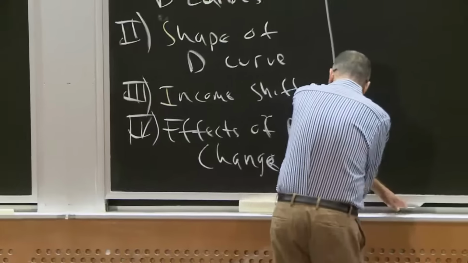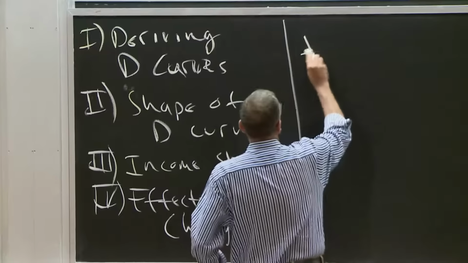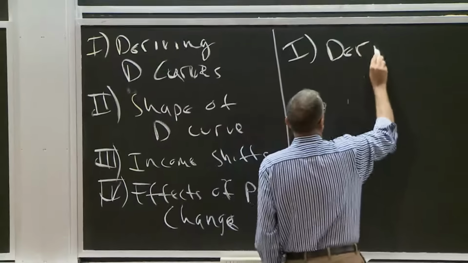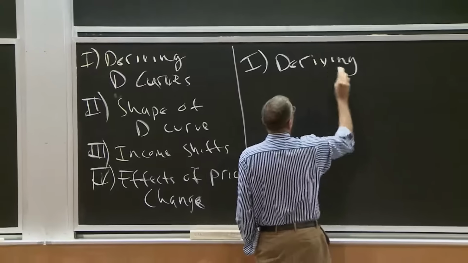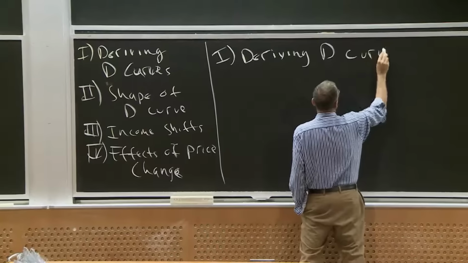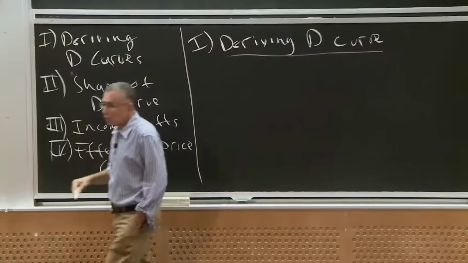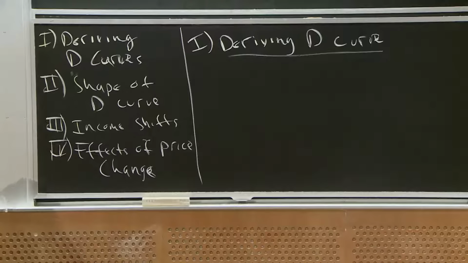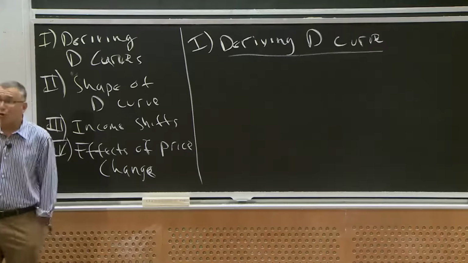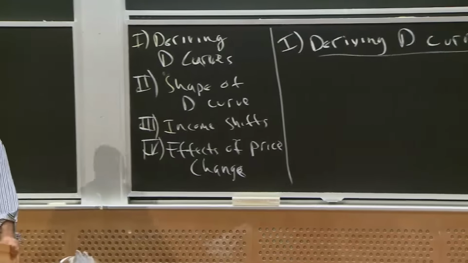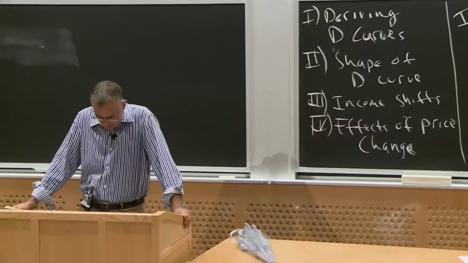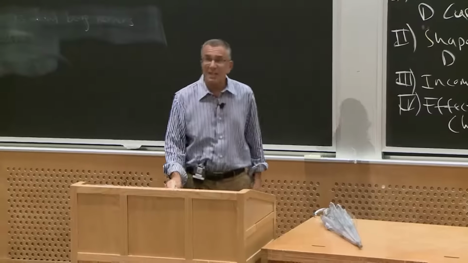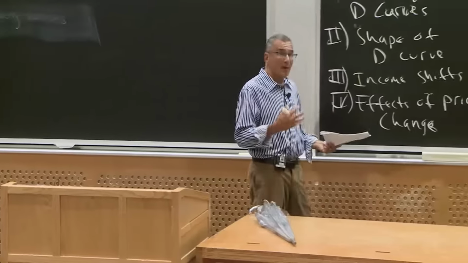So let's start by actually deriving a demand curve. Basically, a demand curve, as we said in the first lecture, is a relationship between the price charged for a good and the consumer's desired quantity of the good. So what we'll do is return to the example before and show you where that comes from.